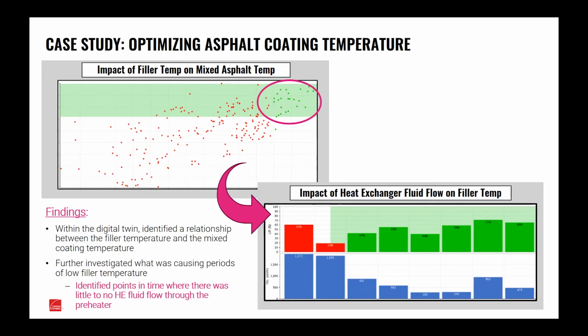Upon running an analysis, we noticed that the filler temperature was significantly limiting the filled coating temperature. Then the tech leader went back and looked into what led to that lower filler temperature and identified periods of runtime where we were getting little to no heat exchanger fluid flow to their filler heater. This was an issue that the tech leader had mentioned would normally have taken weeks to identify and traditionally would not have been noticed by the plant personnel until it was causing significant run issues for their plant.